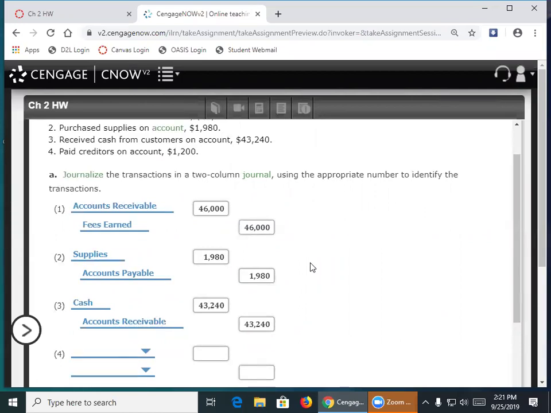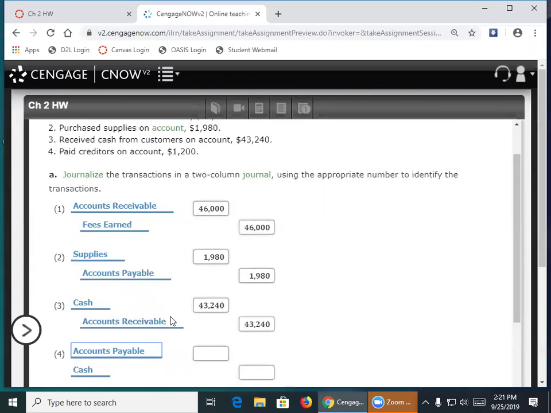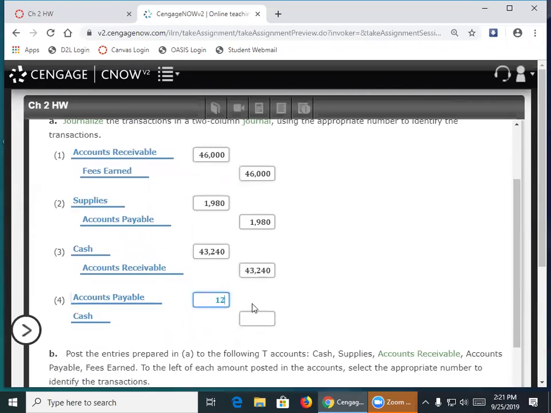So what accounts are being affected? Yeah, cash and accounts payable. Well, is cash increasing or decreasing? Decreasing. Good. So would I debit or credit? Credit. Perfect. So I'm going to credit cash, which obviously then I have to debit accounts payable, 1,200. So I still list that debit first. 1,200 debit to accounts payable and a credit to cash.